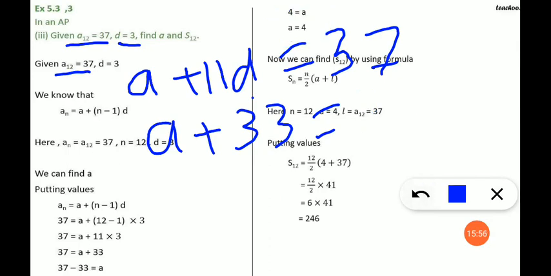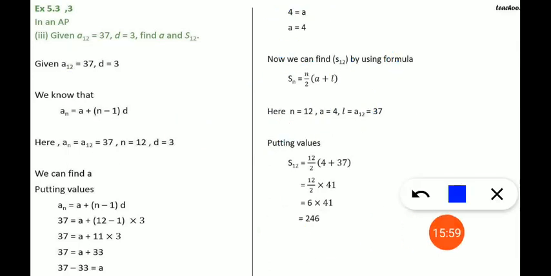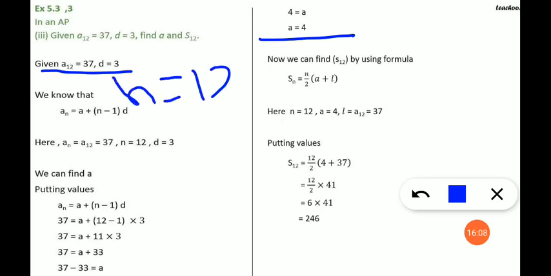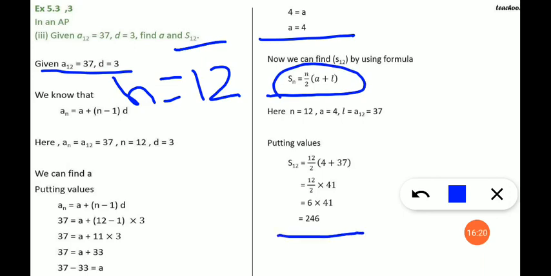and hence we get a is equal to 4. Now as we have solved for the value of a also, a is equal to 4, a12 is equal to 37, and n is also 12. Hence we can find out S12 using the formula n by 2 (a plus l). And after solving we will get the answer as 246. I hope that there is no confusion in this question so far. It is clear to all of you.